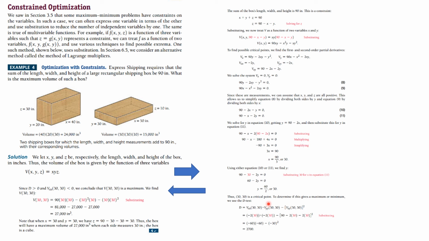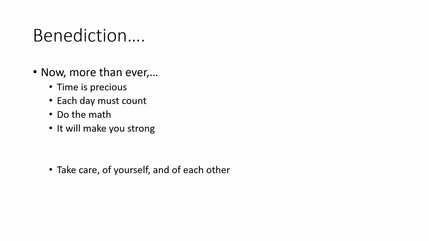Now we can test this critical point, and we look at D, and we find out that D is going to be positive, and that means that it is a minimum. Or excuse me, that means that it is the maximum volume. It's the maximum, and the maximum volume is 30 times 30 times 30.